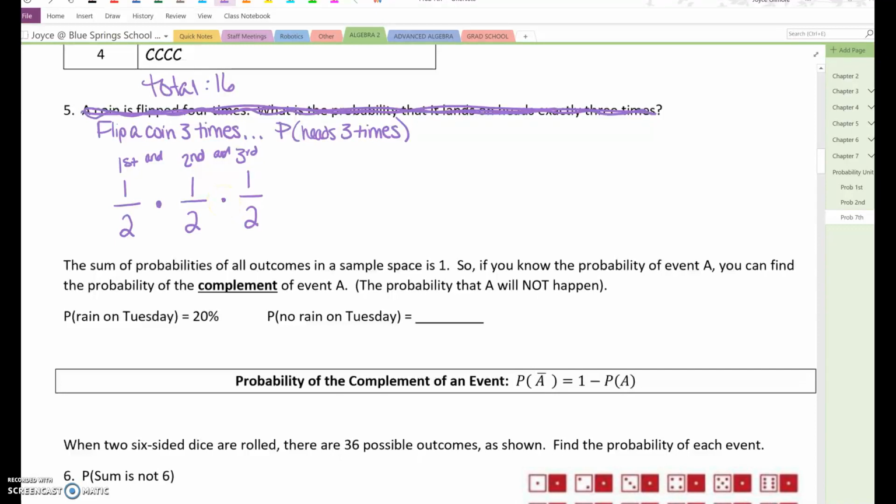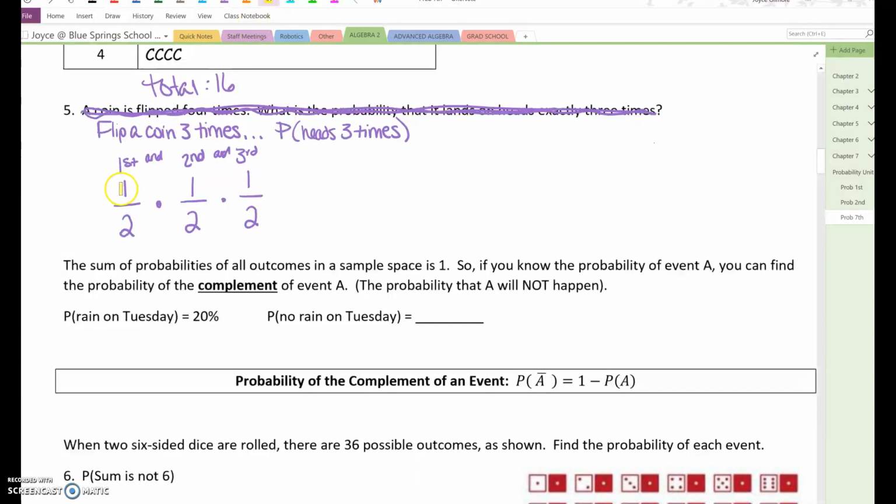Here's what the book wants you to do with this problem. The book wants you to say, all right, well, we could get heads, heads, heads. We could get heads, heads, tails. We could get heads, tails, heads. We could get heads, tails, tails. They want you to calculate the entire sample space, all of the possibilities, and then count the number of times that you get heads 3 times. That takes a lot of work, so I'm going to teach you the shortcut at the beginning so that you don't have to do a whole bunch of extra work. Is that okay with you? The shortcut is, if you can use the word and, you multiply.